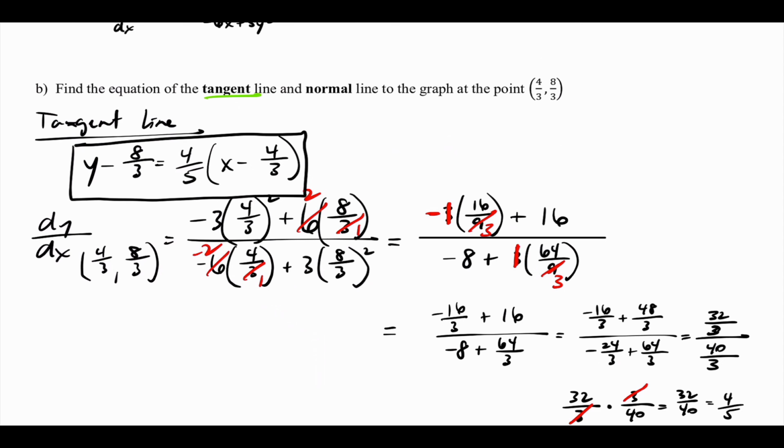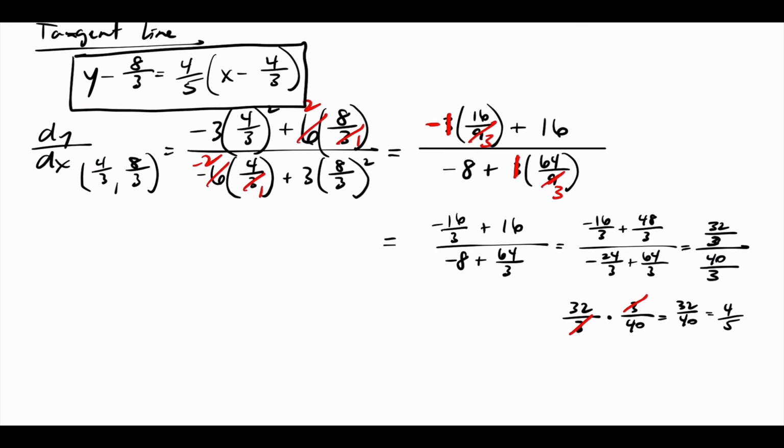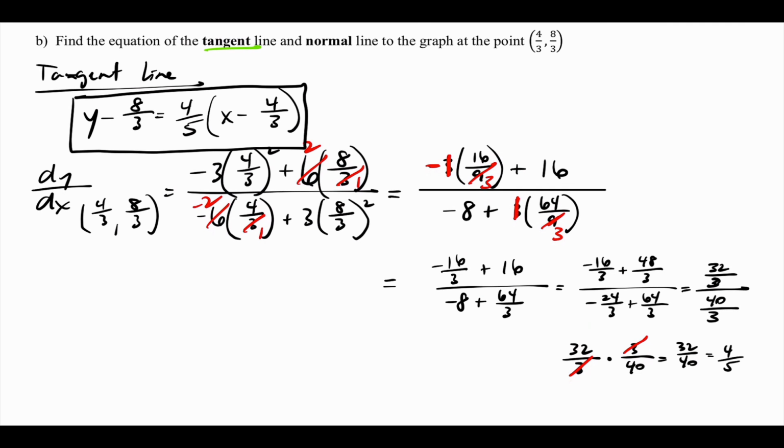Obviously, perpendicular lines don't have the same slope. Their slopes are what we call opposite reciprocals of each other. Parallel lines have the same slope. Perpendicular lines have opposite reciprocal slopes. So when I say opposite reciprocal, what does that mean?